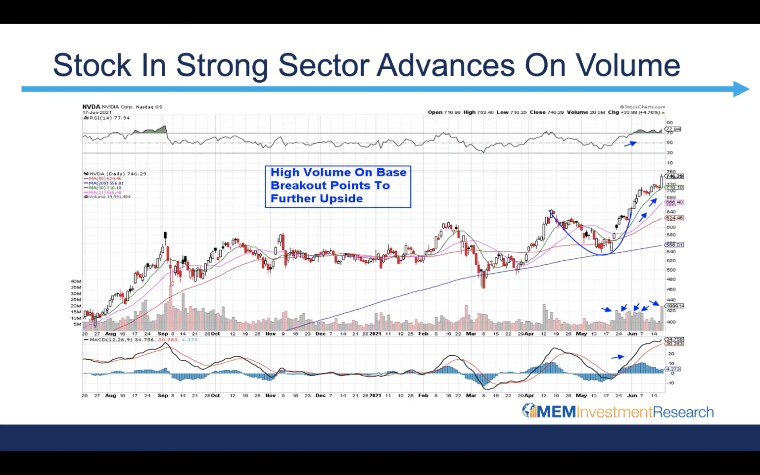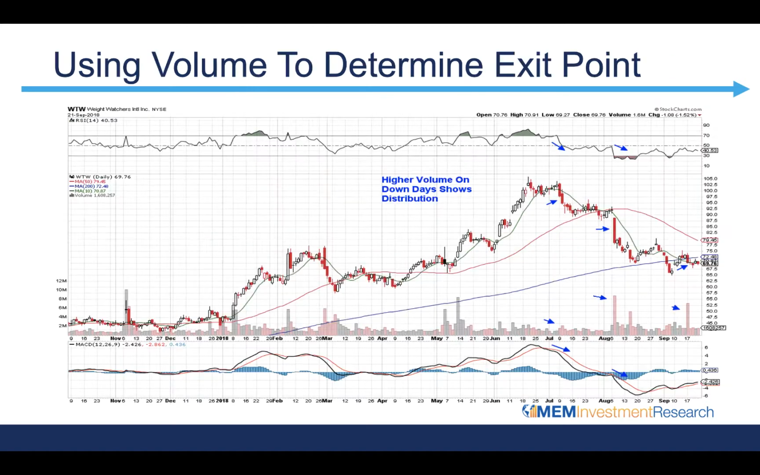Here's a look at another base breakout on heavy volume. This is NVDA, a bellwether semiconductor stock, and the company did come out with very strong numbers, base breakout, but throughout this accumulation period, again, you're seeing very high volume, which is really quite constructive for the stock. And today it was up another 5%, another big winner. MEM Edge report name.